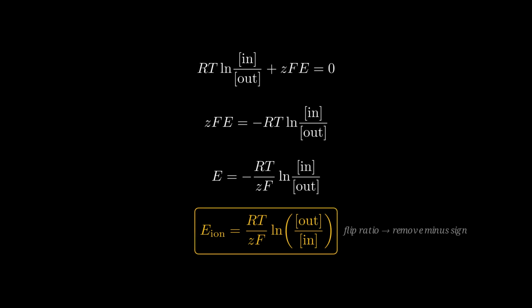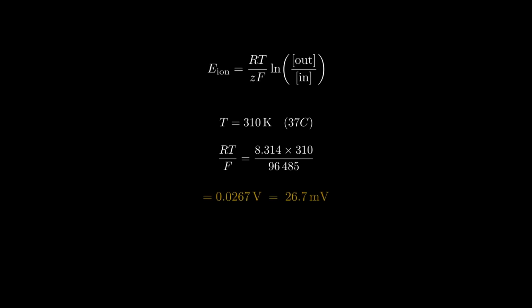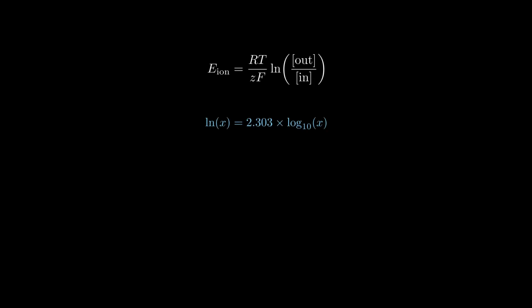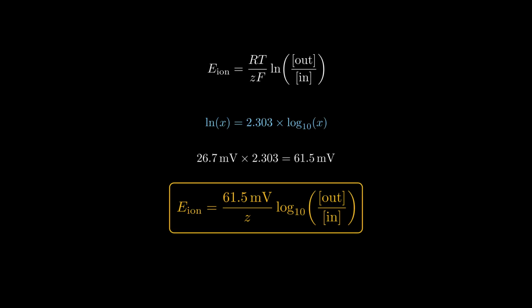So solving for E and flipping the ratio gives us the full Nernst equation. Now, to get the physiological version, we have to convert temperature to Kelvin and plug in the gas and Faraday constant. Converting natural log to log base 10 means multiplying by 2.3 and dividing by Z, and that gives us the final formula.